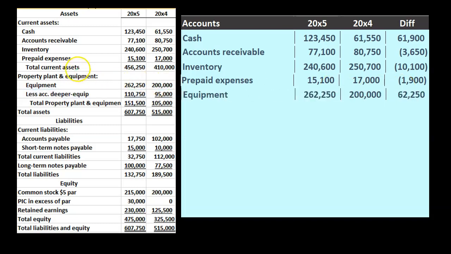Then we're going to skip down to equipment. We're not going to add the subtotals or another subcategory. We're going to go down to equipment. It's another asset. Started at 200,000, went up to 262,250, change 62,250.